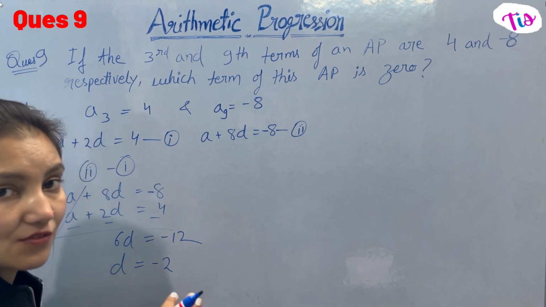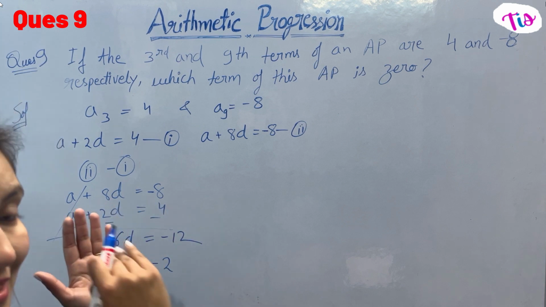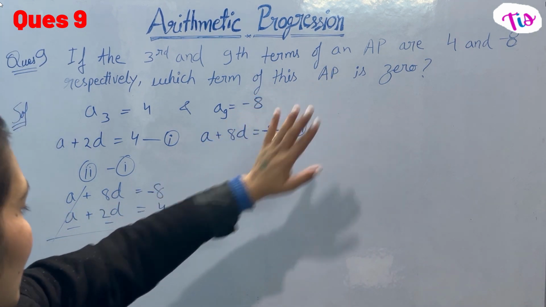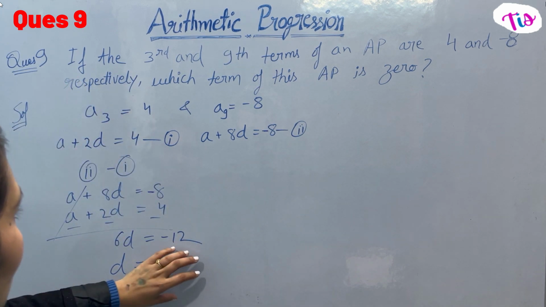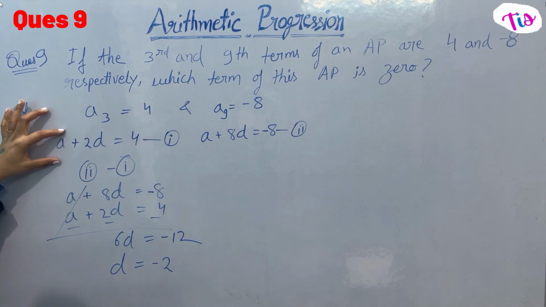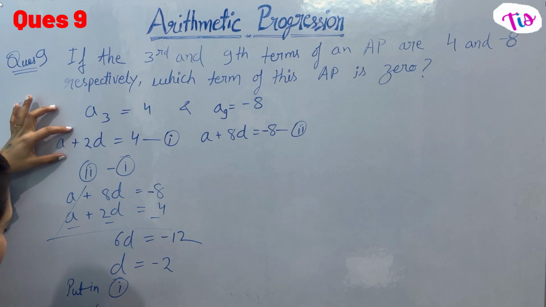Now D is negative. D negative means the AP will be in decreasing order. Okay, so I got my D. I need to find out A now. Put this value of D in any of these equations. I am putting it in equation number 1. So put in equation 1. Okay, so D is equal to minus 2.